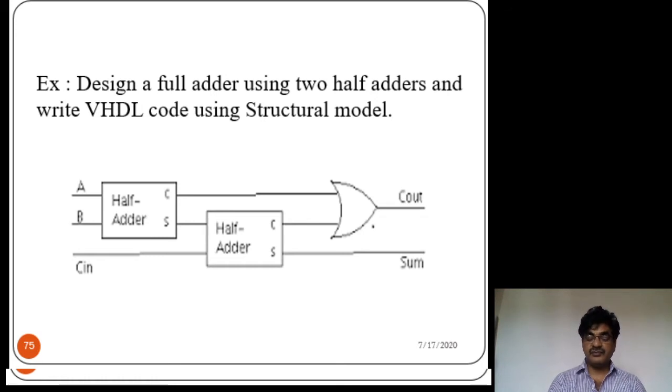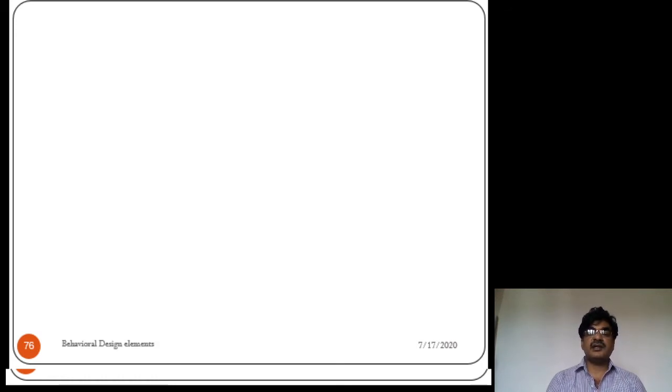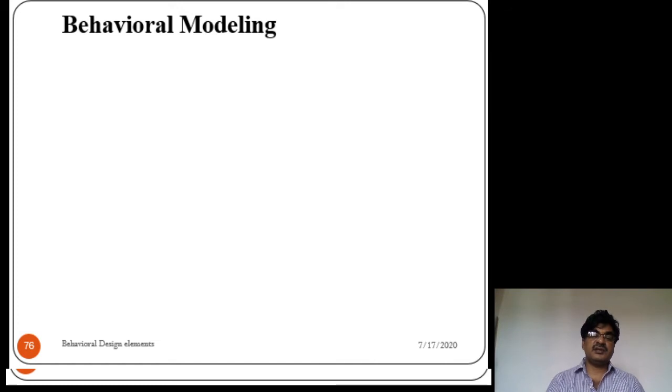Then see another model, that is the behavioral model. In the behavioral model, the declarations are dependent: if you need, you can declare, otherwise not. Then coming to the statement part, the concurrent statement is process.